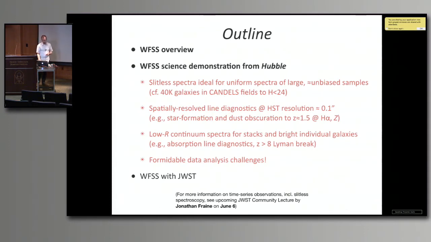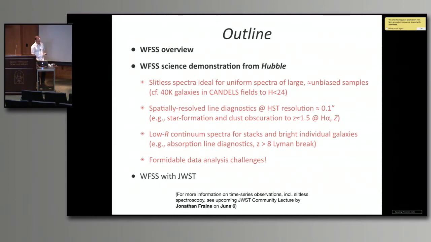You also get low resolution continuum spectra. With Hubble, it's been mostly done with stacks of objects because the sensitivity is fairly low. The galaxies are faint. But for particularly bright galaxies, in some cases lens galaxies, you get nice absorption lines or continuum diagnostics of these galaxies. And then I'll emphasize that these benefits come at the cost of significant and formidable data analysis challenges, because in the first image that I showed, you have all these spectra sitting on top of each other, and you have to sort that out.